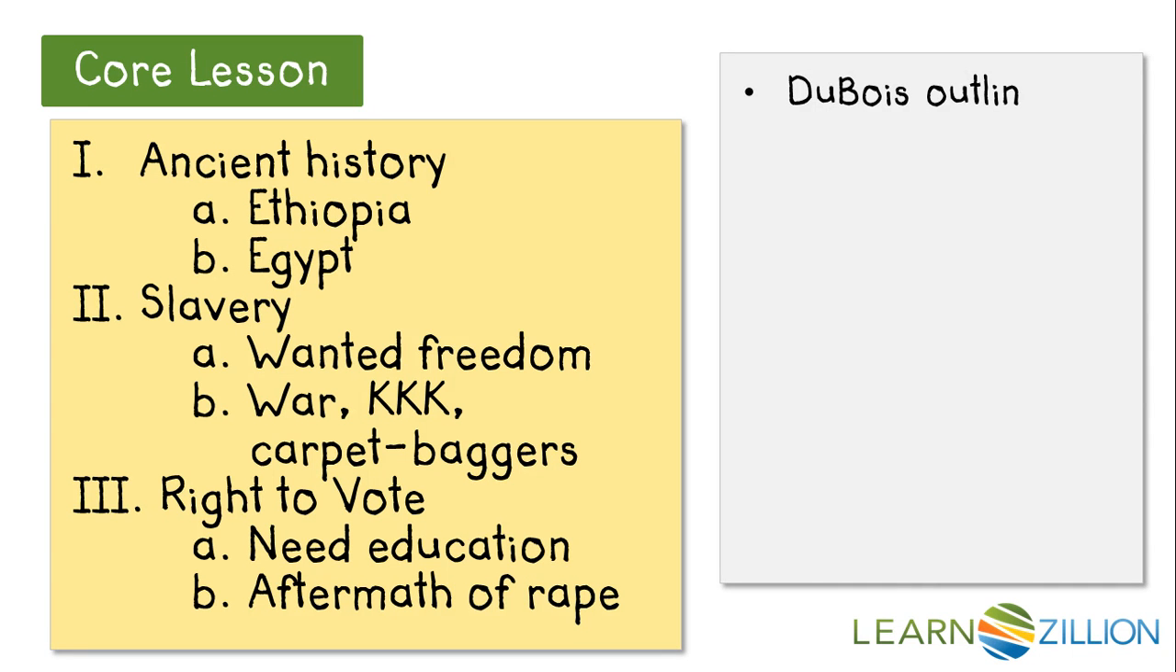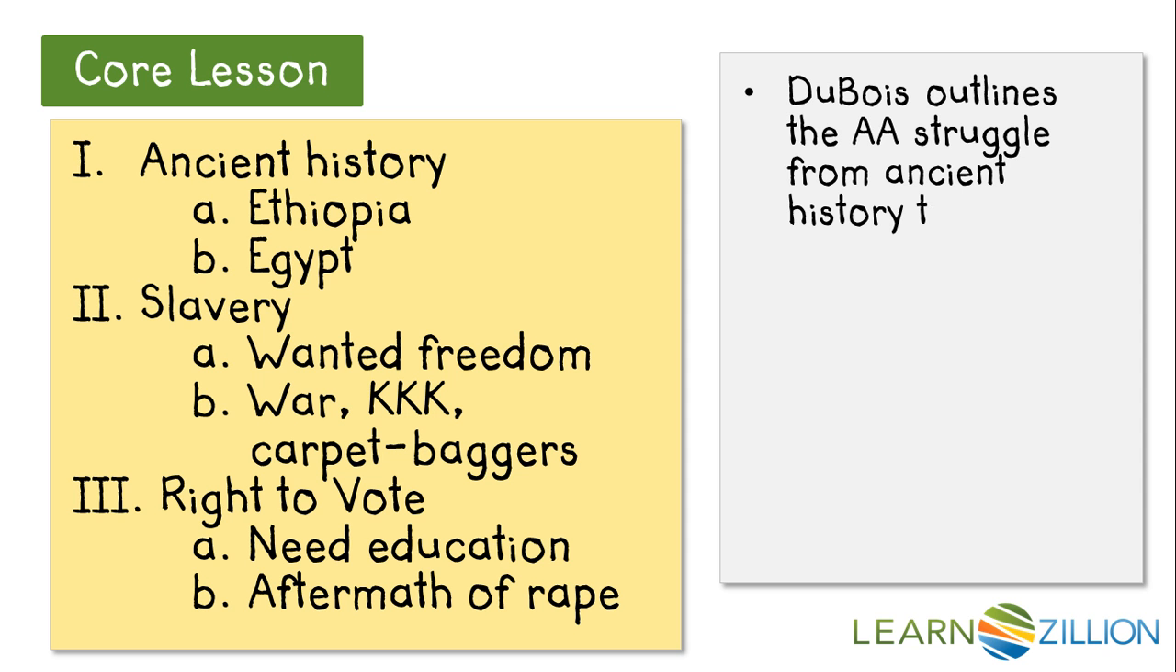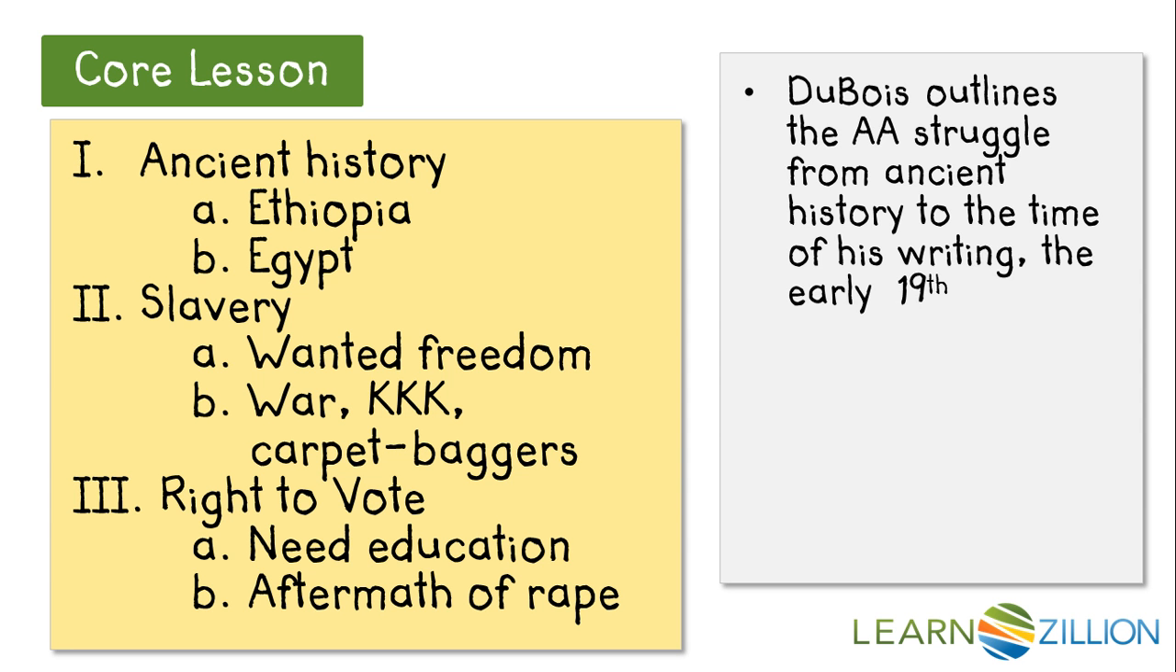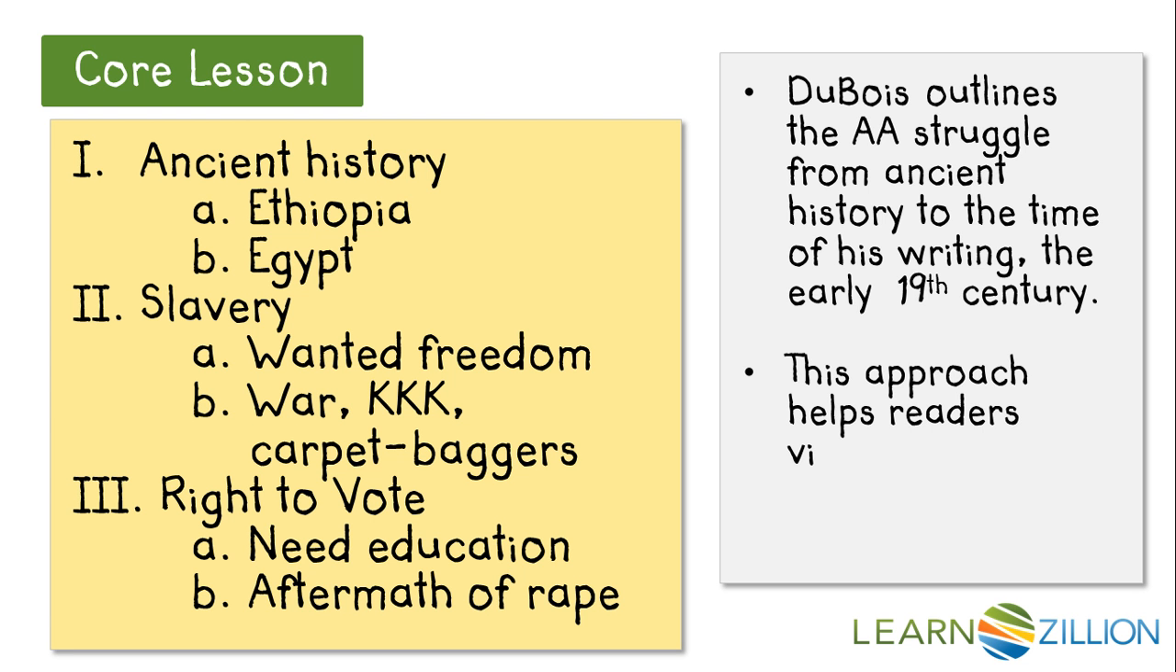And I see that Du Bois is outlining the African-American struggle from ancient history to the time of his writings in the early 19th century, and that this approach helps readers visualize the scope of the problem. So he's using history to show how the struggle started from ancient time all the way down until the time of his writing, the early 19th century.